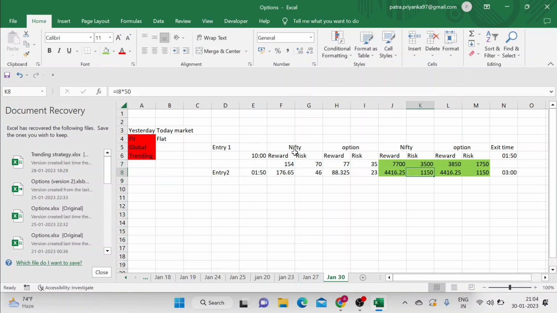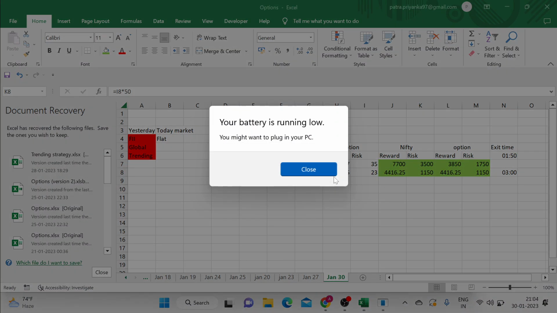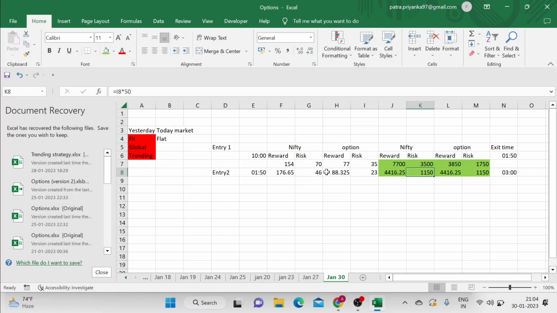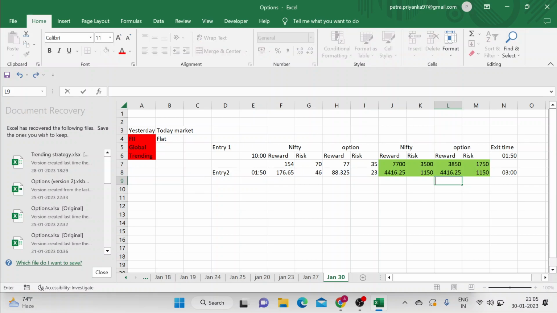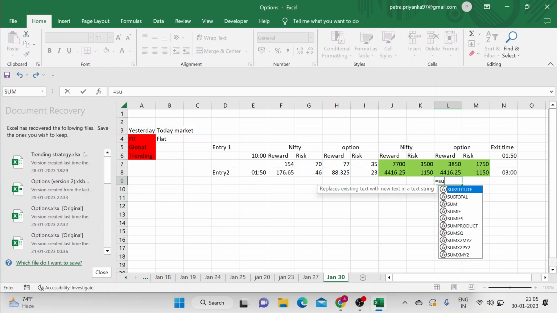So I'm telling about the options, I'm not telling it is actually more, but this I'm taking 0.5 of the nifty point. Okay, actually it is more, it will even come to 0.60 also. Okay, so for 1150 rupees, I am getting 4416, and both the trades today were successful. You just put alt floss. It's not a working formula, sorry. So I have to manually type this one.